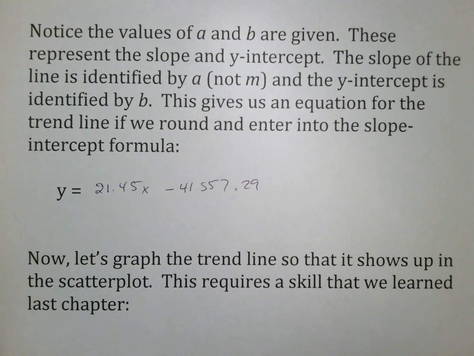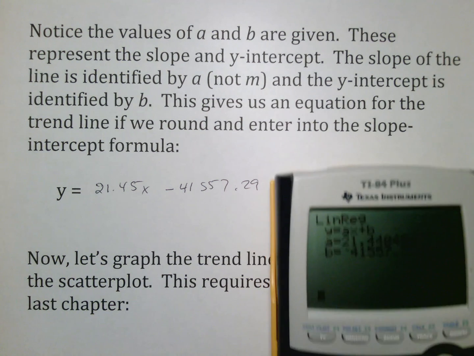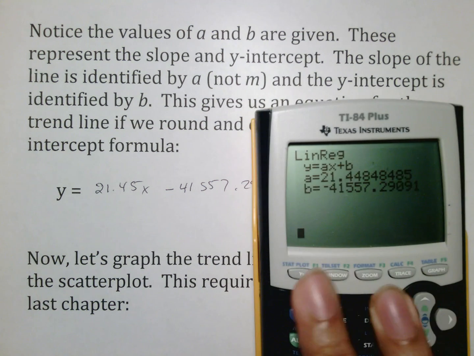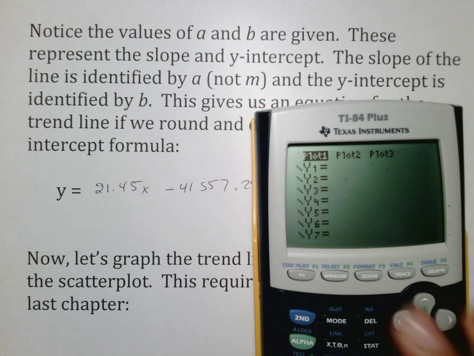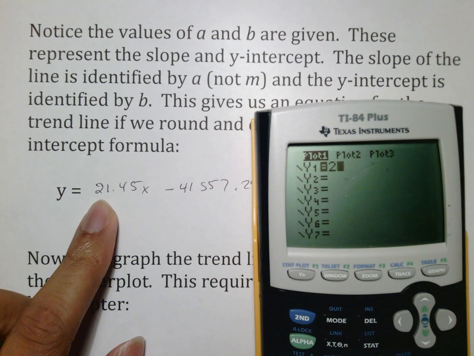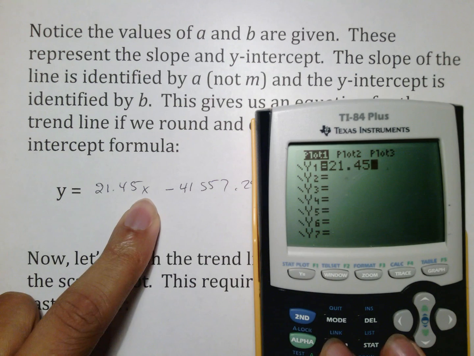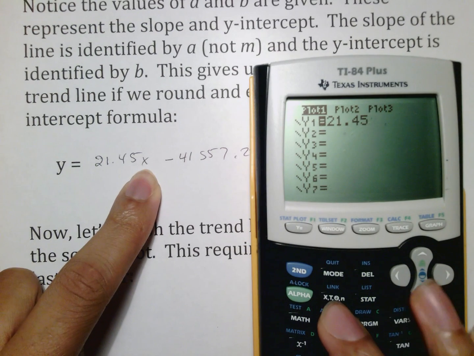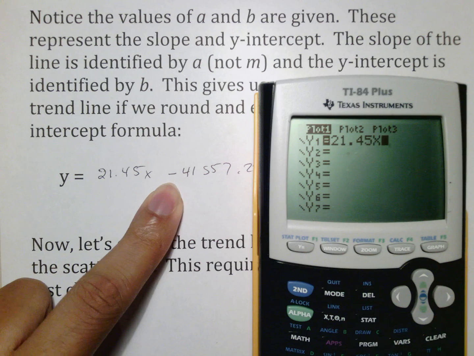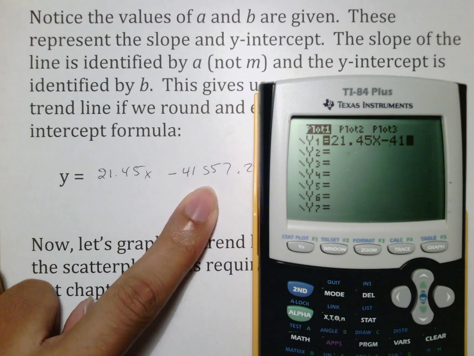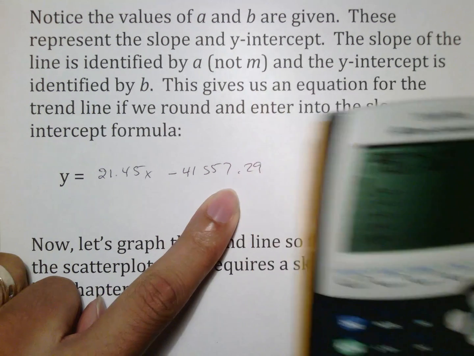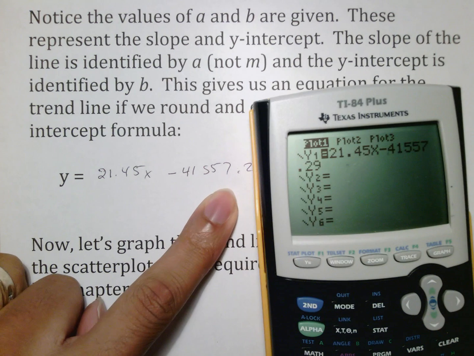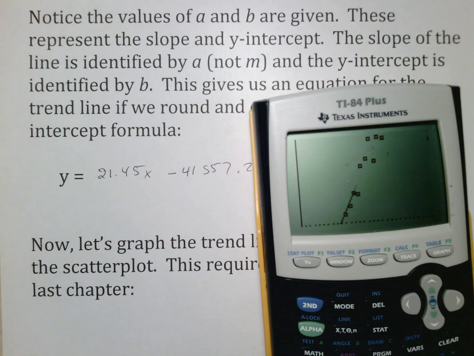41557.29. And yes, that is a very messy equation, but it at least gives us a very, very close line for a trend line. And so when you go to do this, remember a skill we learned last chapter. If you want to graph a line, you hit the y equals button, and you simply type in the formula the way it is. So 21.45, x, remember, is that big X button here. It has x, t, theta, and n on it. And then minus 41557.29. And then you simply hit graph and you recognize that the line goes right through it.